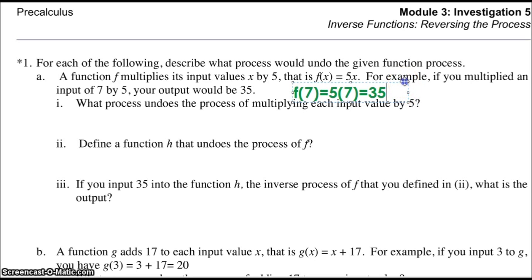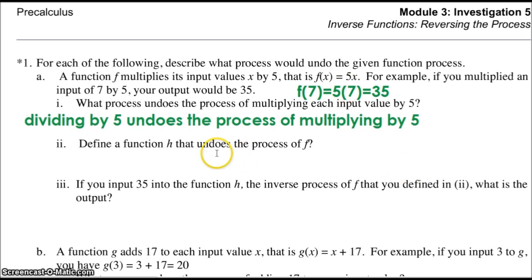Like so. Number 1, what process undoes the process of multiplying each input value by 5? So let's think about what we just did with 7. We inputted 7 into our function, we multiplied it by 5, and we got 35. How could we undo that process to get back to where we started, to 7? We simply divide by 5. So dividing by 5 undoes the process of multiplying by 5.